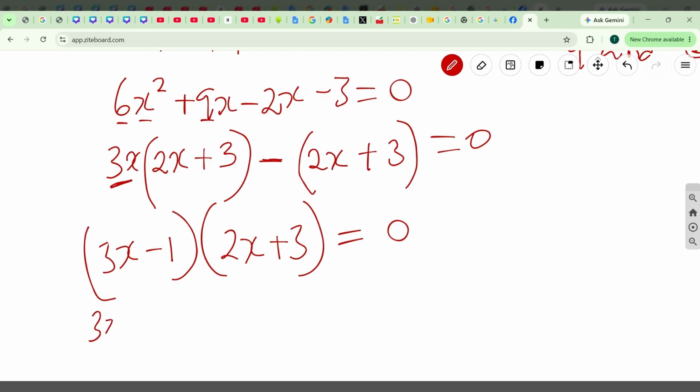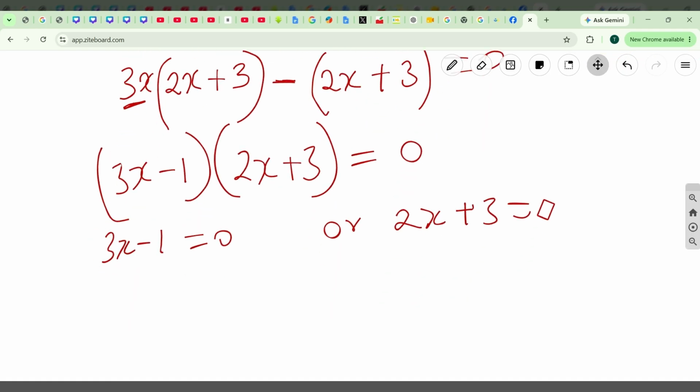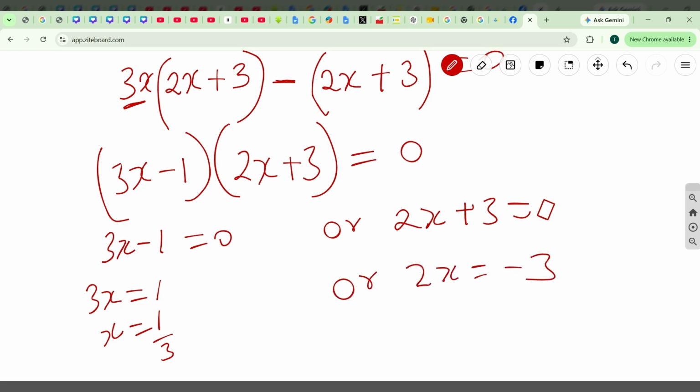Now this means 3x minus 1 is equal to 0, or 2x plus 3 is equal to 0. What this simply means is that 3x is equal to 1, therefore x is equal to 1 over 3, or 2x is equal to negative 3, therefore x is equal to negative 3 over 2. And that becomes your final answer: x is equal to 1 over 3 and x is equal to negative 3 over 2. That was very simple, straightforward, and we solved it in less than 3 minutes.